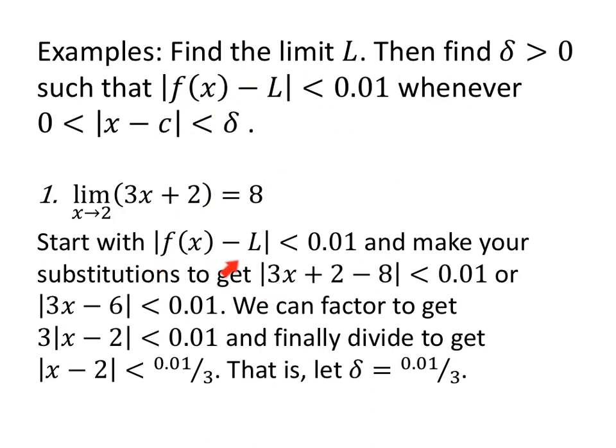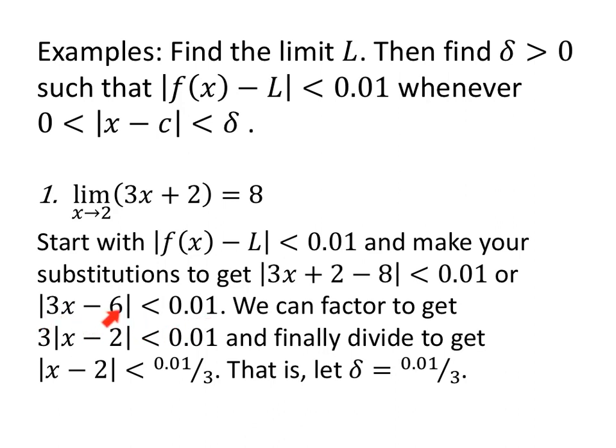So let's start with the absolute value of f of x minus L is less than 0.01. And we're going to make our substitutions. Replace f of x with 3x plus 2, subtract the limit L, which is 8, still in absolute values, still less than 0.01. 3x plus 2 minus 8 simplifies to the absolute value of 3x minus 6 is less than 0.01.